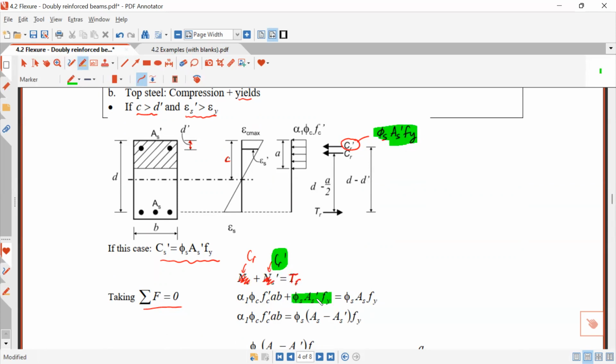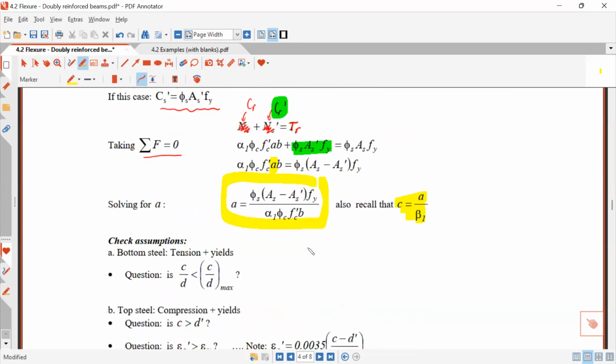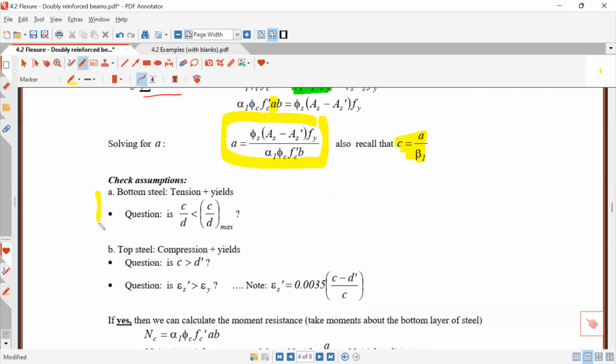And so we have it in here. And then to solve, we just do as before. We're going to solve for this A thing here, and we'll end up with this equation. And then we can determine C, and then we can check these assumptions. If it's valid, so we check the assumption like shown here, and we'll see that in the example.